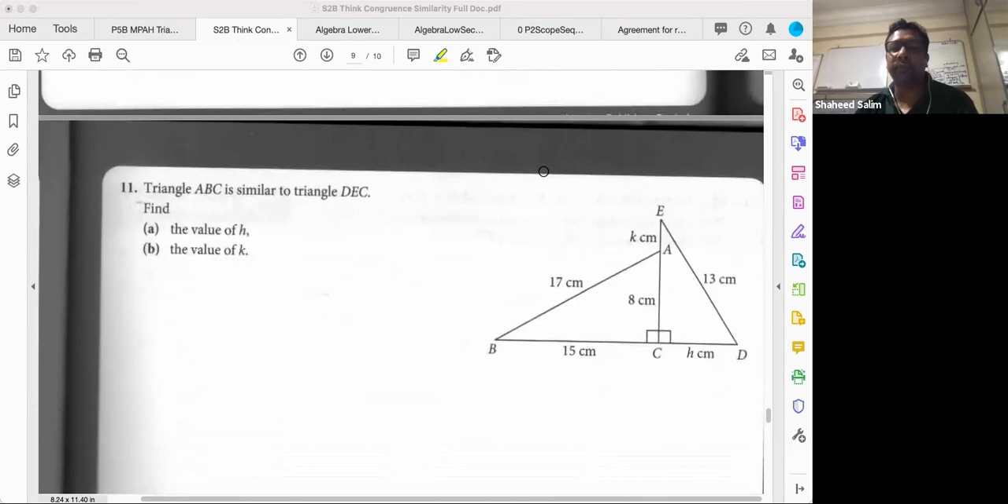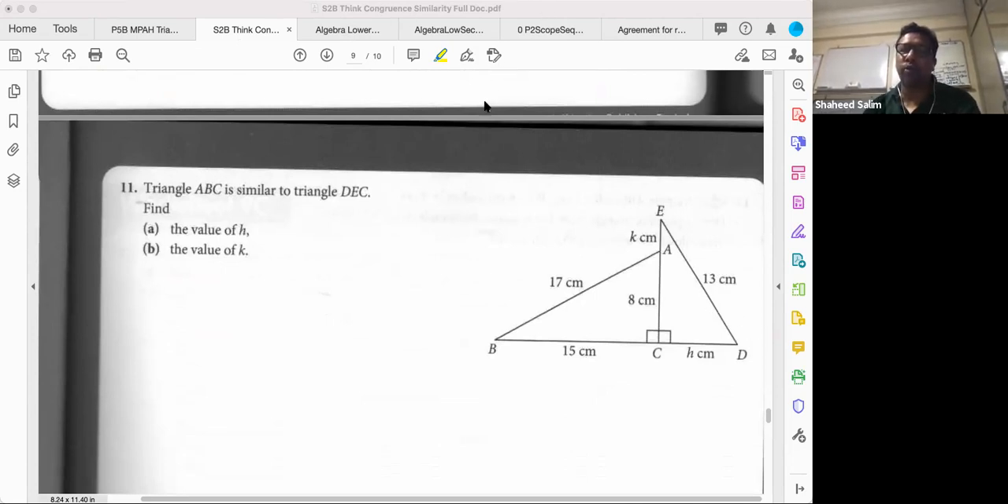Okay, we try this now. You got to draw. I draw the two triangles. You agree that this one is smaller? Because this one is 17, this one is 13. Smaller. So I draw big, small.